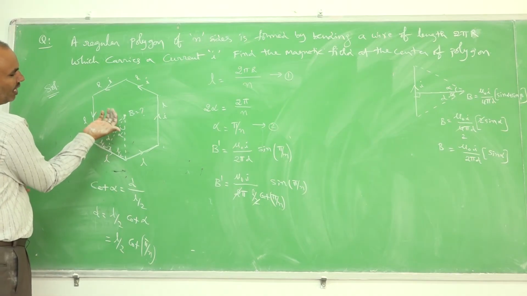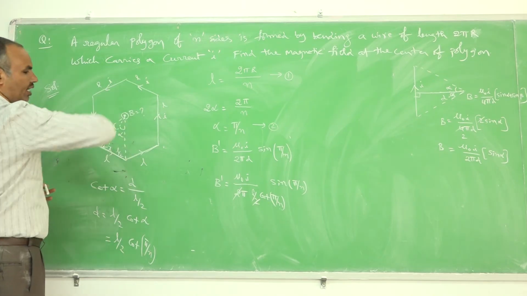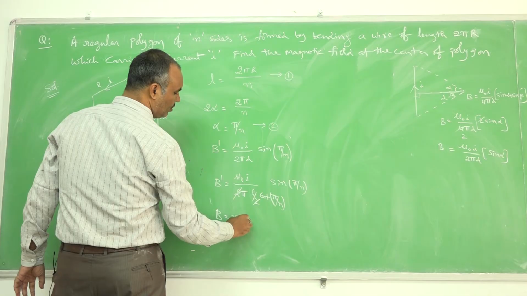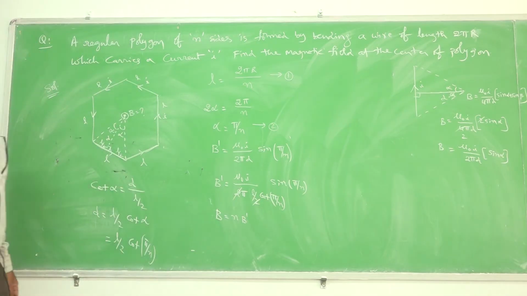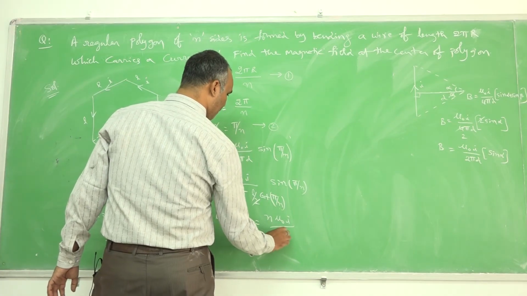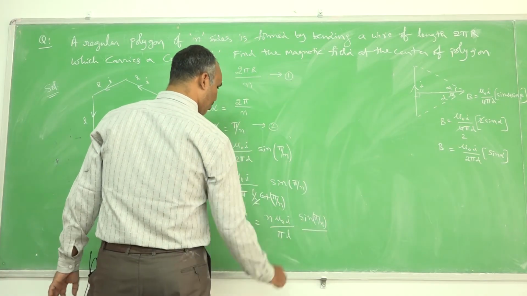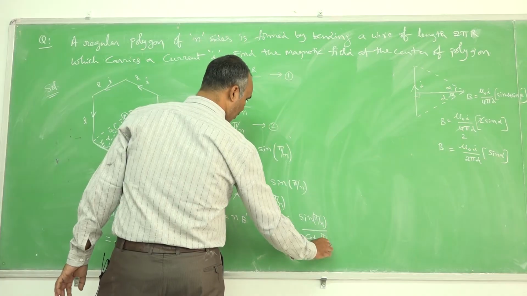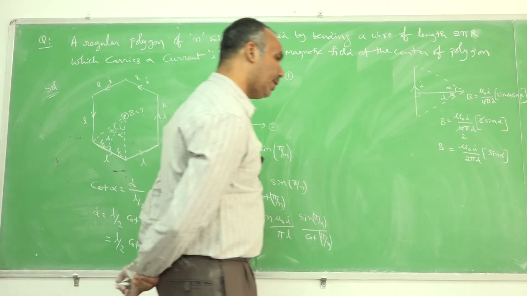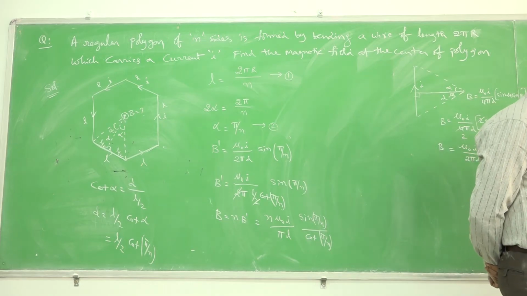Due to right hand thumb rule, magnetic field is out of the paper due to this conductor, and every conductor. So net magnetic field B is given by, there are n sides, each side is providing B dash, so n B dash. So n into mu naught I by pi L into sin square pi by n by cos pi by n.